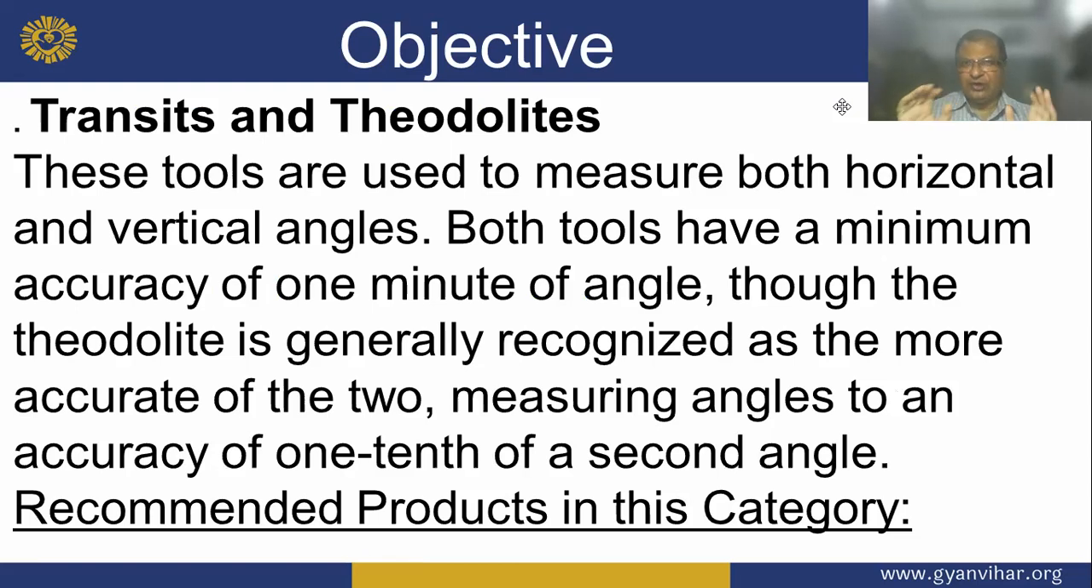So transit, theodolite; non-transit is absolute. These tools are used to measure both horizontal and vertical angles. Both tools have a minimum accuracy of 1 minute of angle, though the theodolite is generally recognized as the more accurate of the two, measuring angles to an accuracy of 1/10 of a second. Recommended product of this category.